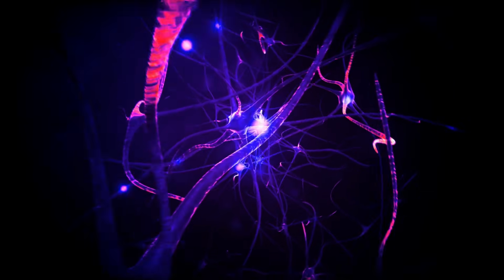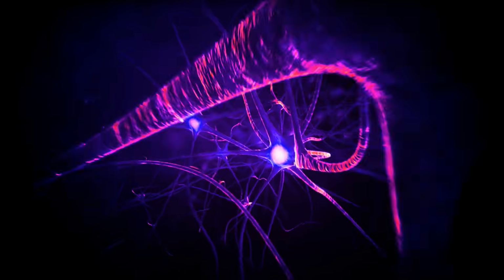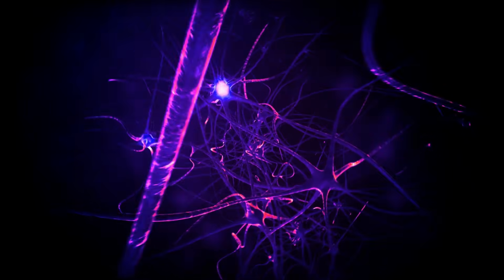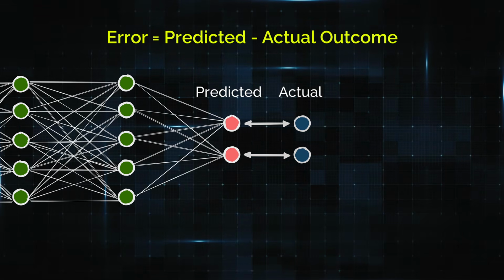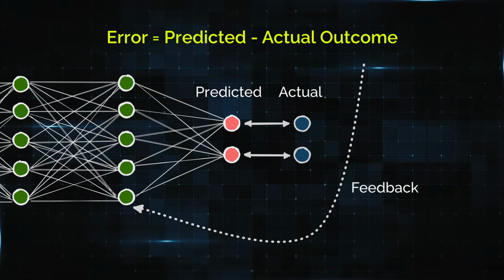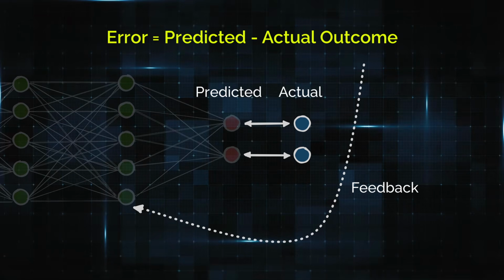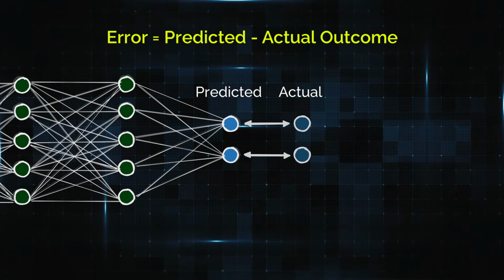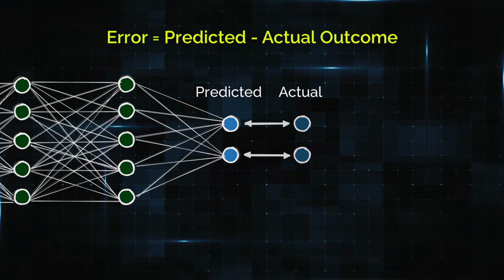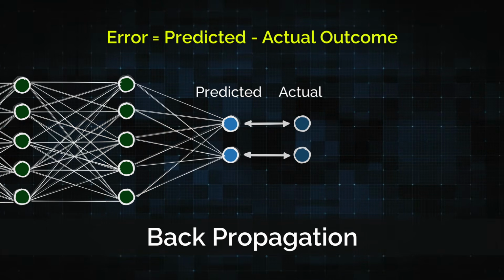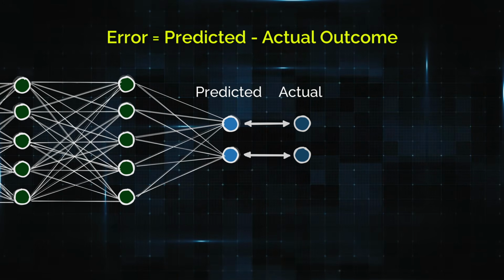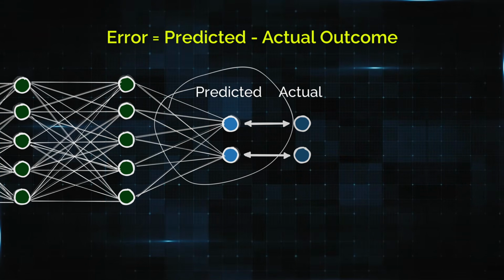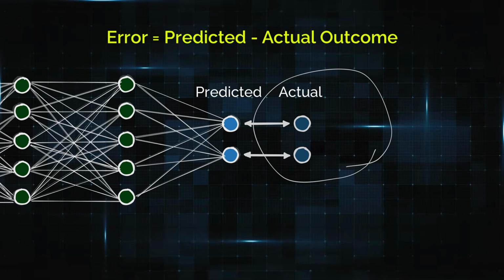Training a neural network requires a lot of trial and error. Initially the network will not be very good at recognizing cats, but every time it makes a mistake, it's going to receive feedback and adjust the network based on that feedback. This process of adjusting is called backpropagation. So the main goal of training a neural network is to minimize the difference between the predictions from the model and the actual outcome. Now let's go a little bit deeper.